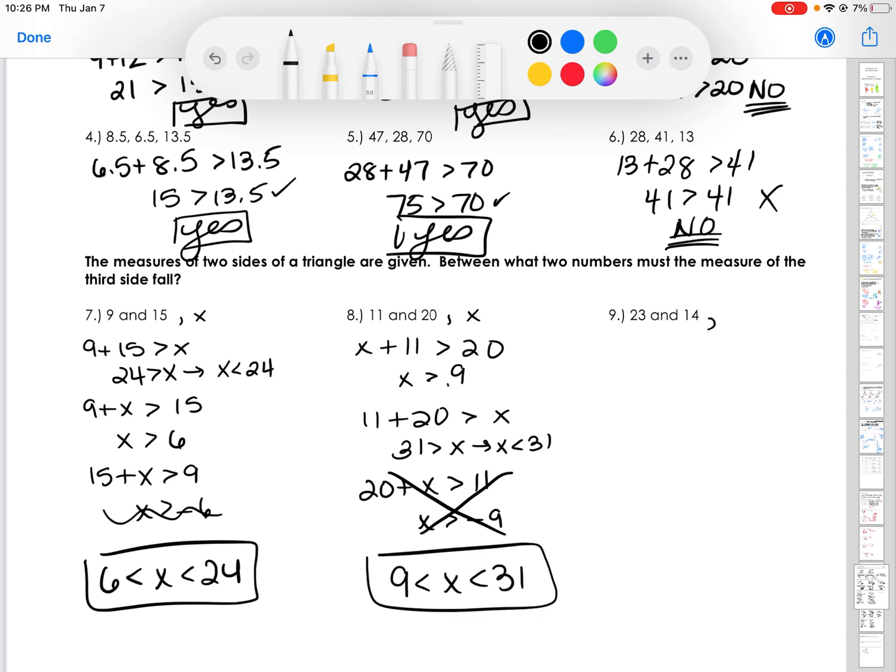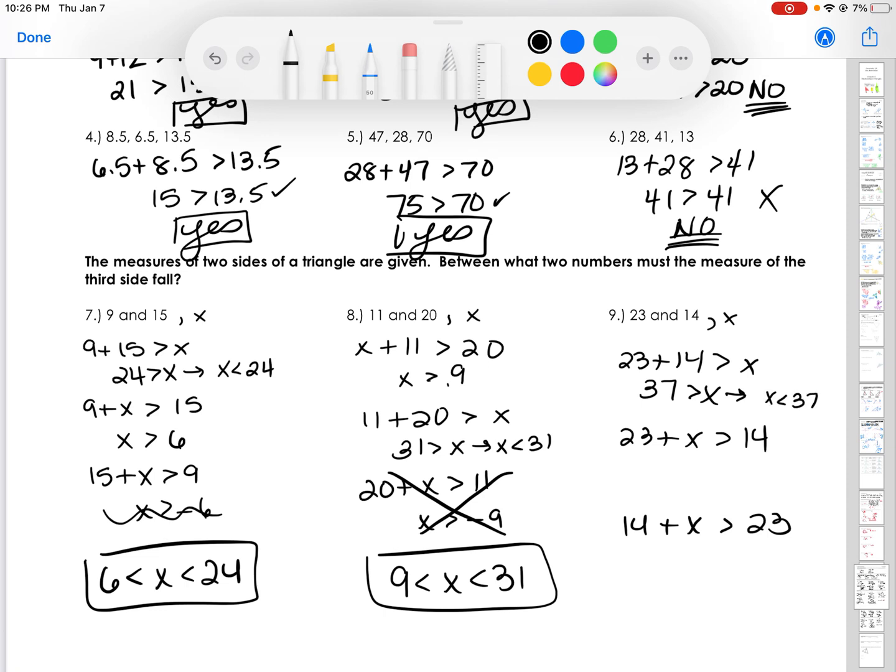And lastly, again, our third side is going to be x, so 23 plus 14 has to be greater than x. 23 plus x has to be greater than 14, that third side. And then 14 plus x has to be greater than 23. So that's going to give us 37 is greater than x, or that x is less than 37. This will give us that x is greater than negative 9, which doesn't really do anything for us because it's negative. And this will give us that x is greater than 9. So it's going to tell us that we need to be between 9 and 37.